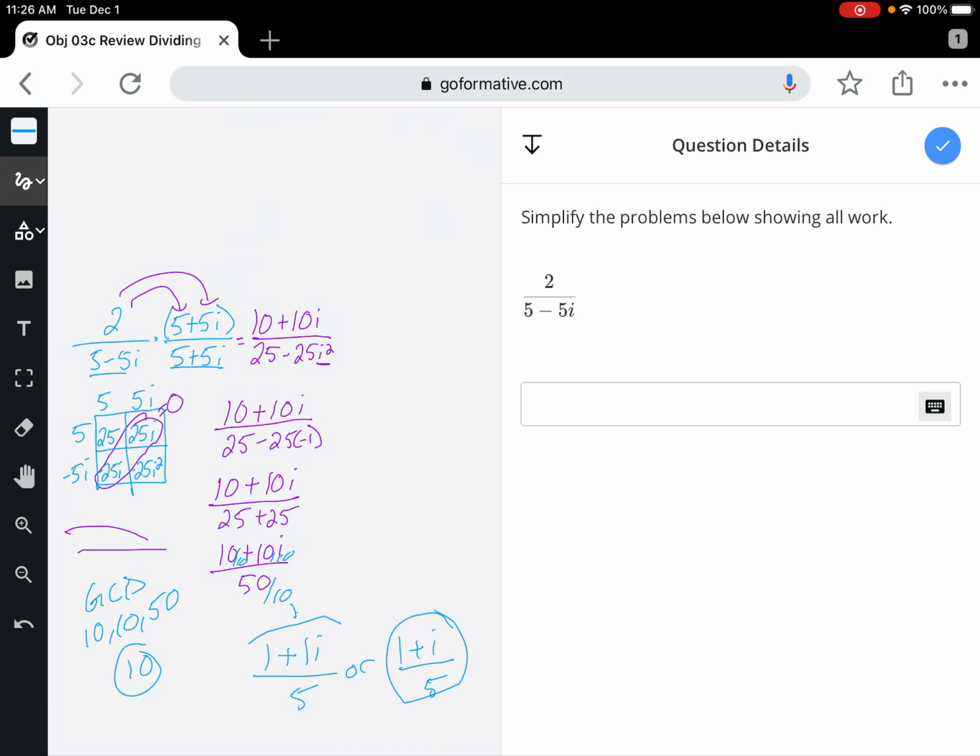The next one, 10i over negative 3 plus 6i. I'm going to multiply by the conjugate. We keep that. That's still negative. The only thing that changes is that sign between.